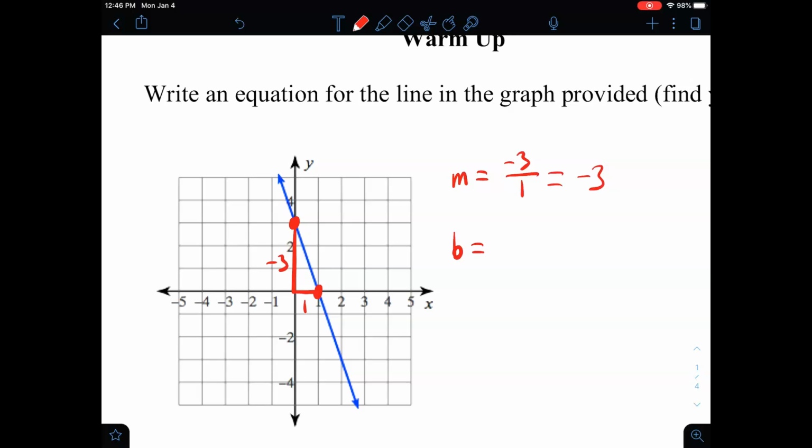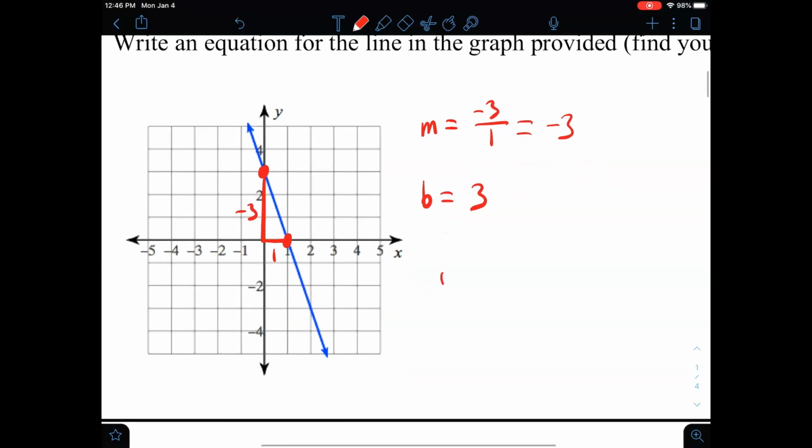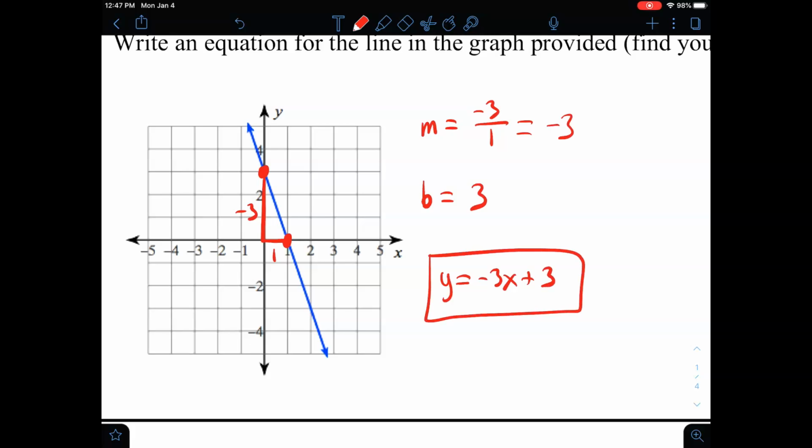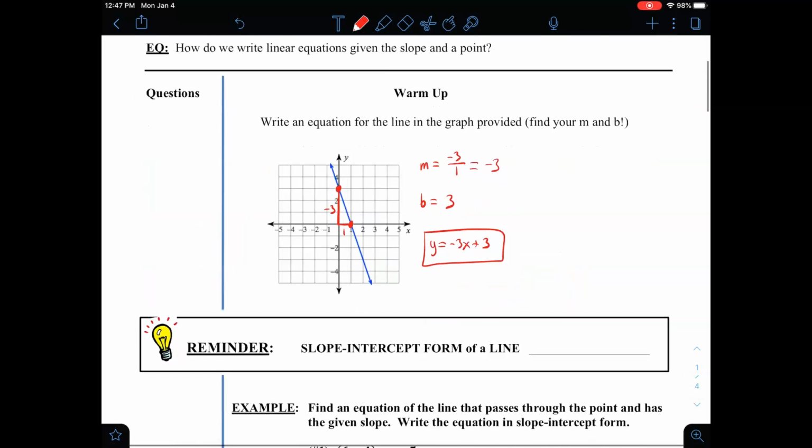And what's our b? Where does it cross the y-axis? Well, it crosses at 3. So our y equals mx plus b is going to be y equals, m is negative 3, so we have negative 3x, plus our b, which is 3. And there's our equation. All right, very good.